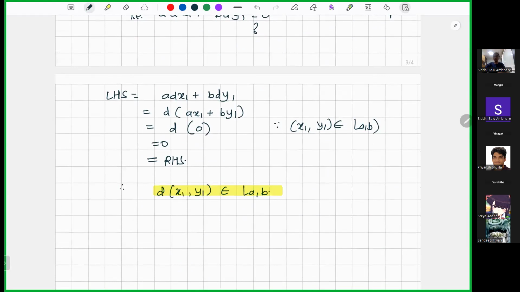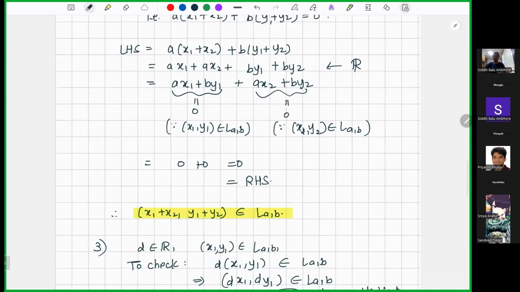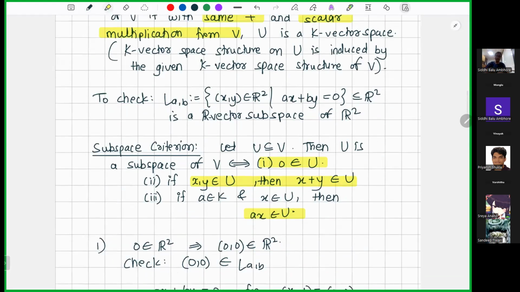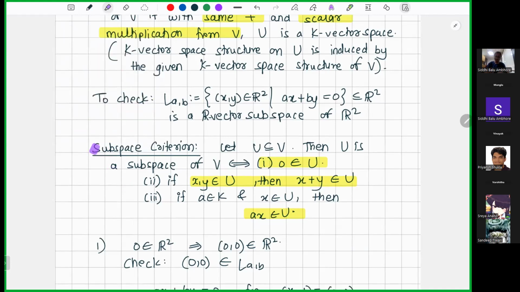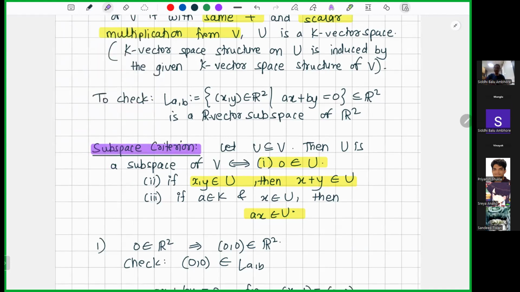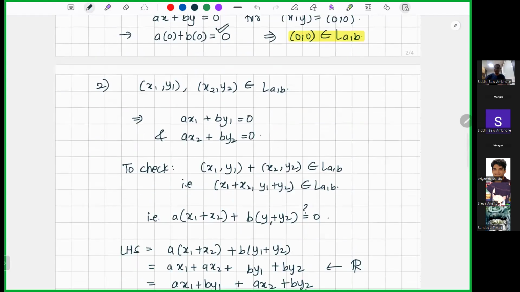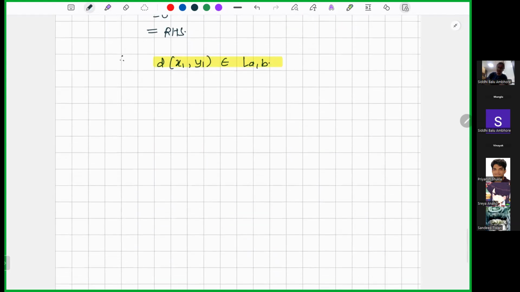So therefore it satisfies all the three criteria given in, let me just use another color, this subspace criteria, and that's why we can conclude that this LAB is a subspace of R2 as R vector space.